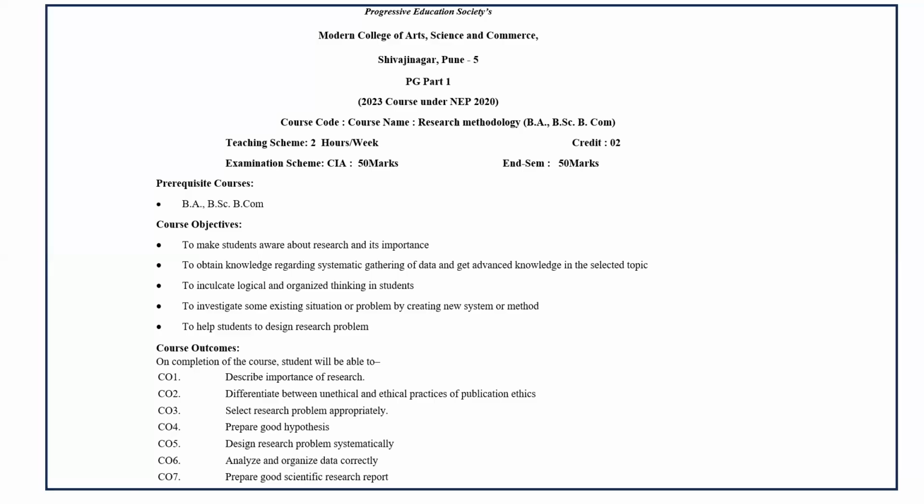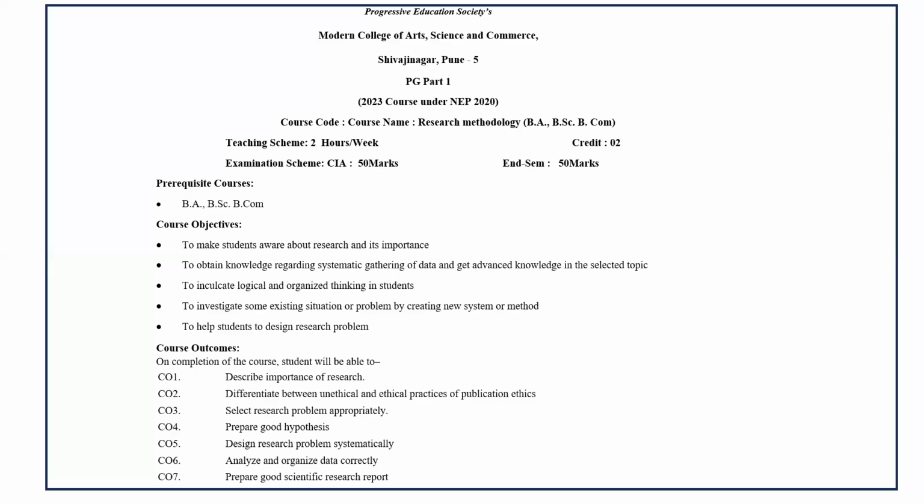Now, what are the course outcomes? Once you learn this whole syllabus, what will the students actually be able to do? First, students will be able to describe the importance of research. Then they can differentiate between unethical and ethical practices, especially in case of publication. Then they must be able to select a research problem appropriately, because you are going to see how to select a research problem and how to proceed with that particular problem.